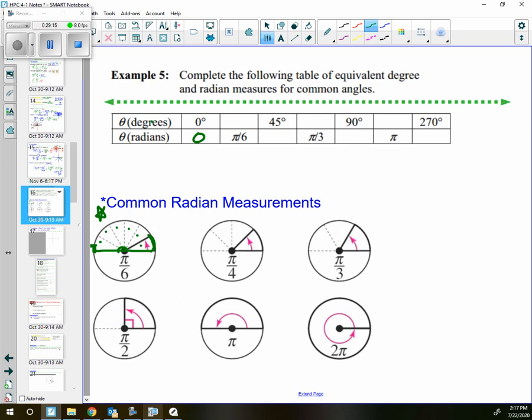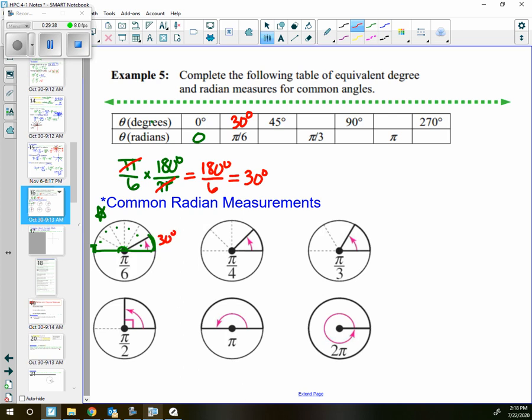So do you remember how to change radians into degrees? We multiply by 180 over pi. And remember, the pi's are going to divide out. So we'd be doing 180 divided by 6. So if you divide 180 into 6 pieces, how much is in each piece? Well, that would be 30 degrees. So 30 degrees is equivalent to pi over 6.